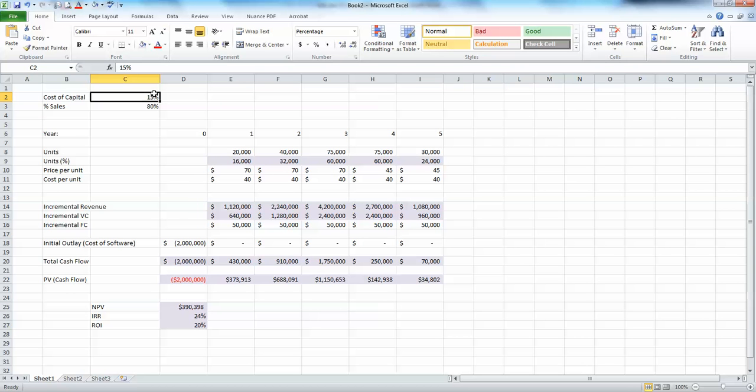So you can see how we can play with our spreadsheets a lot. Hope this was helpful. Hope you guys are enjoying learning all about incremental cash flows and capital budgeting, and seeing how easy it is to do it in Excel and how you don't want to do it by hand.